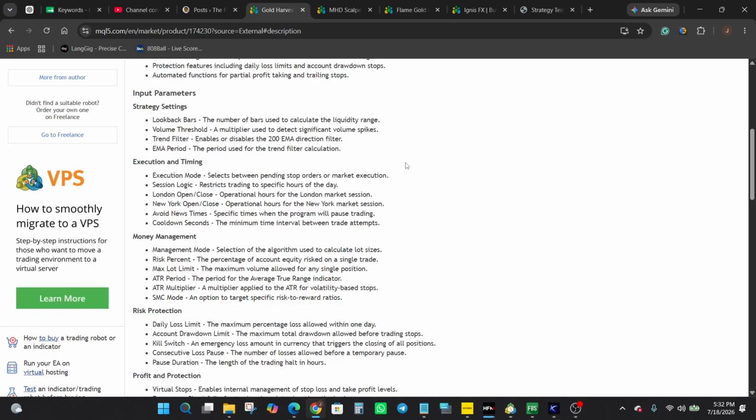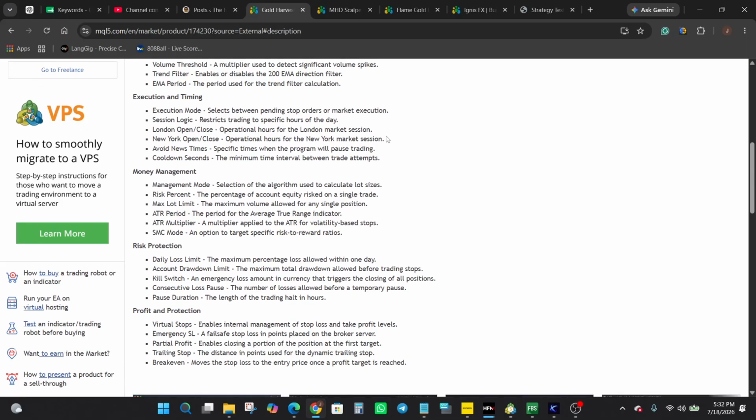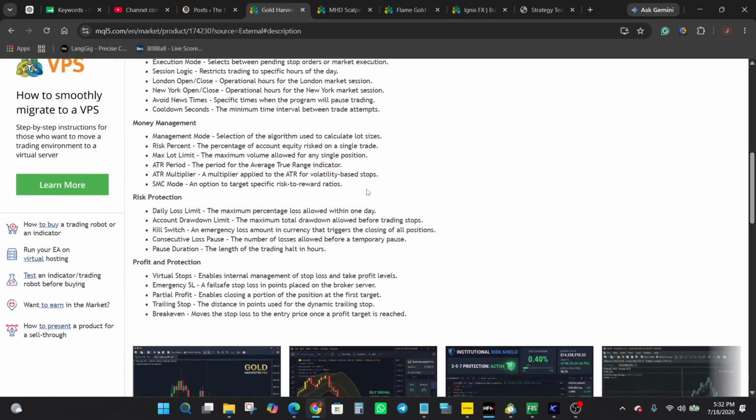Risk protection includes a daily loss limit, an overall account drawdown limit, an emergency kill switch, and a pause triggered after a set number of consecutive losses. The last section covers internally managed virtual stops, a broker side emergency stop loss as a fail safe, partial profit closing, trailing stop distance, and break even functionality.